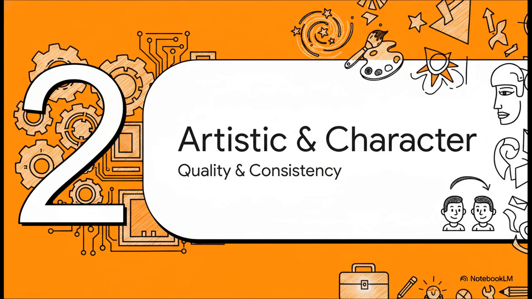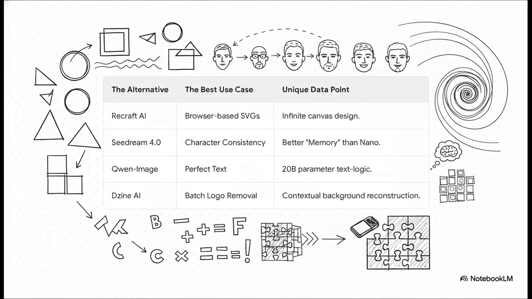Okay, so we've solved the technical problem of scale. Now let's pivot and tackle the creative challenges, which are just as important. We're talking about getting absolutely stunning artistic quality and, this is the big one, maintaining character consistency. Now, before we dive into this next set, just take a quick look at the lineup.